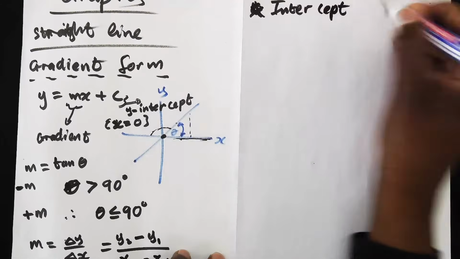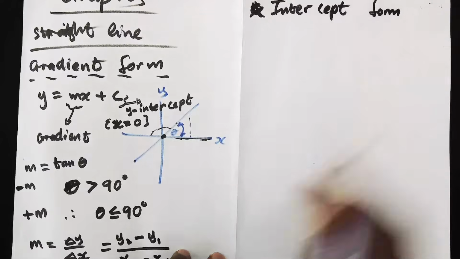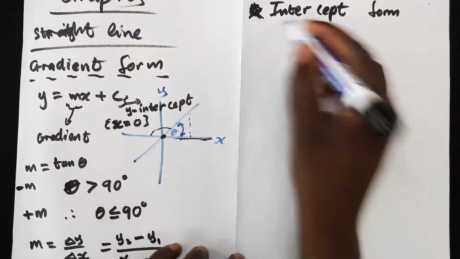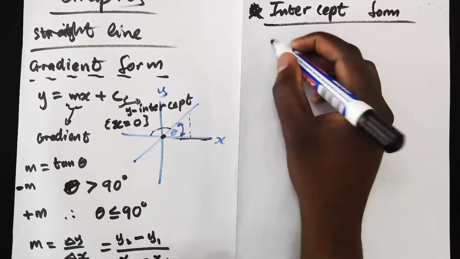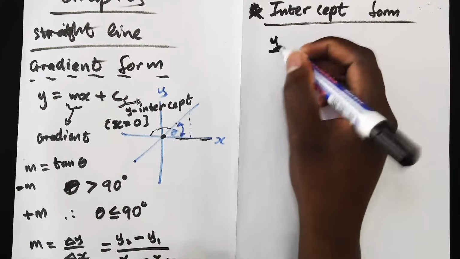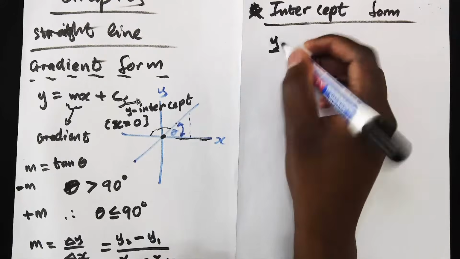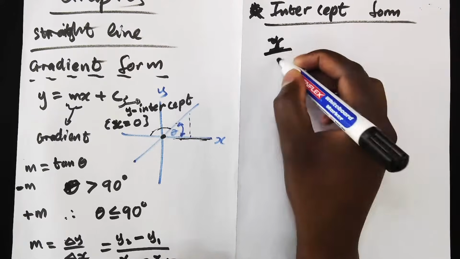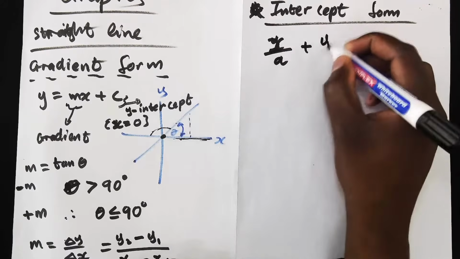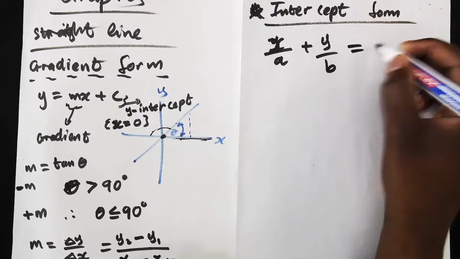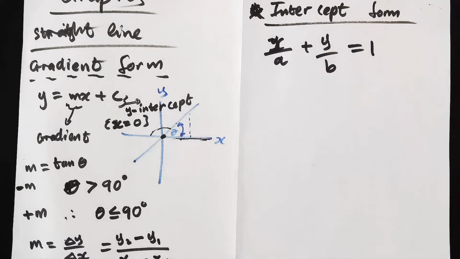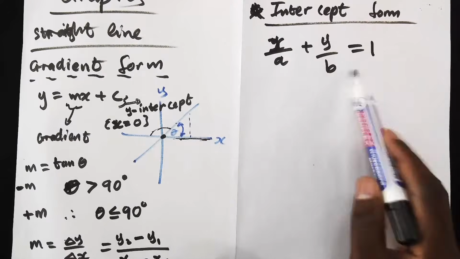Intercept form. With intercept form, the equation will be given by x divided by a plus y divided by b, which is equal to 1. So that is the intercept form.